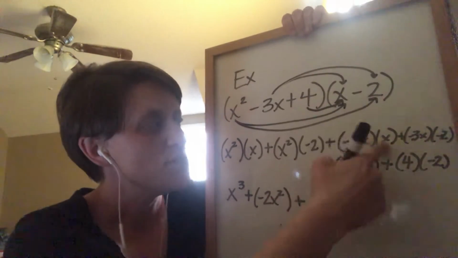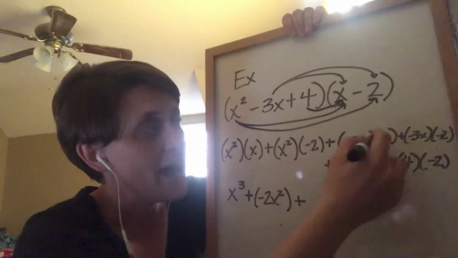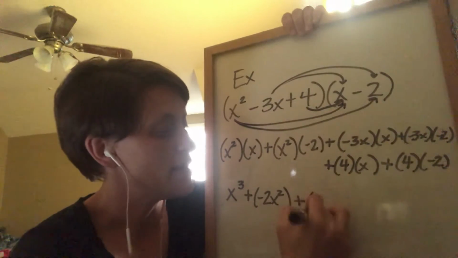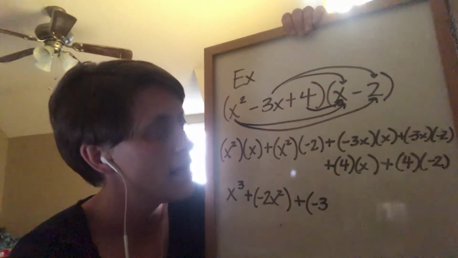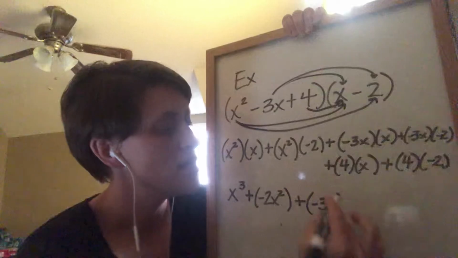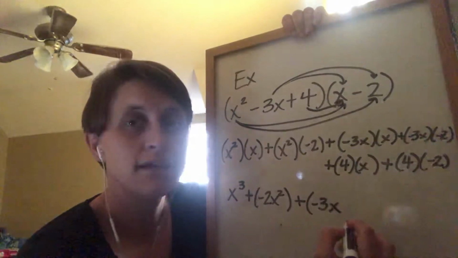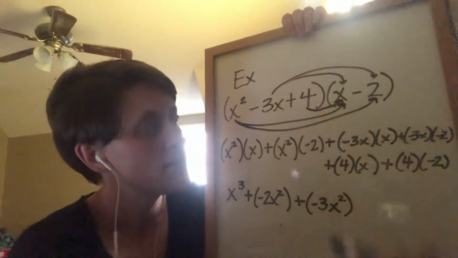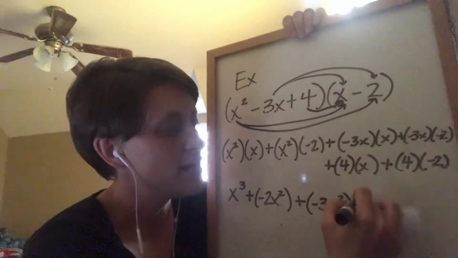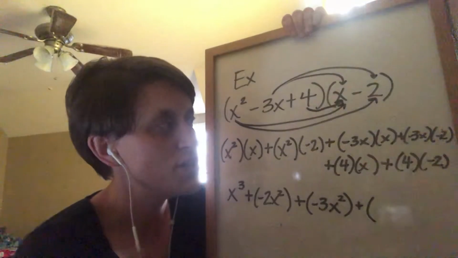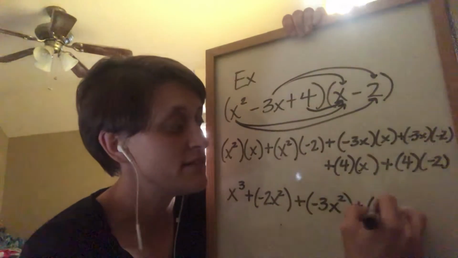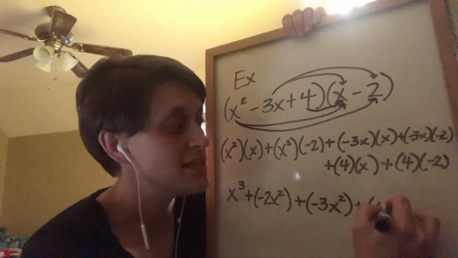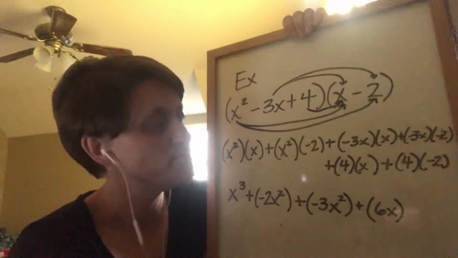Now let's look at these two terms. The only coefficient we have that's not 1 is negative 3. So that's the one we're going to end up with. And we have x times x. So we're going to keep the base and add the exponents, 1 plus 1. Next, we have a negative 3x times a negative 2. We can multiply our numbers together to get 6. And x is the only variable involved there.